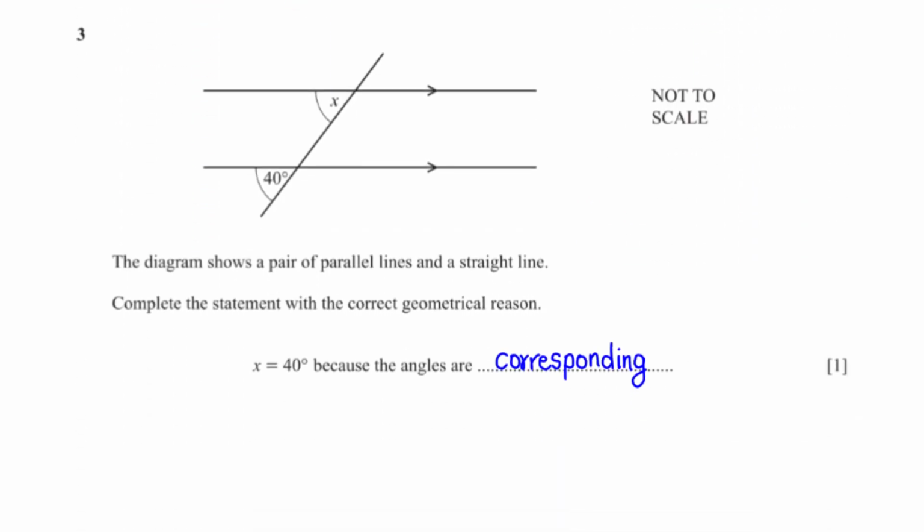The diagram shows a pair of parallel lines and a straight line. Complete the statement with the correct geometrical reason. X equals 40 degrees because the angles are blank. Based on what we know about angles in parallel lines, the angles are corresponding.